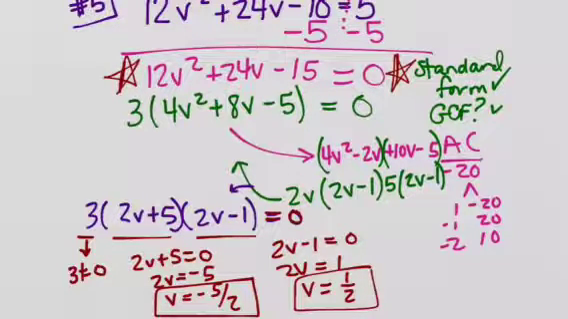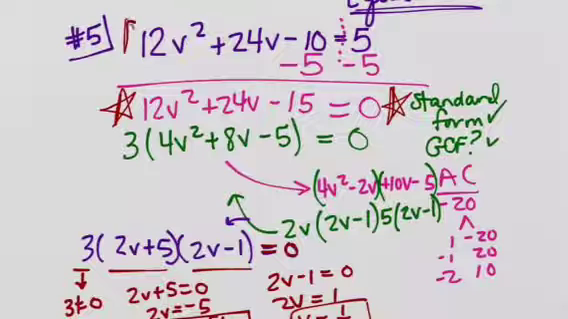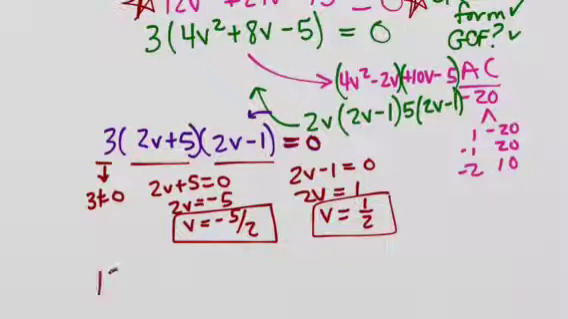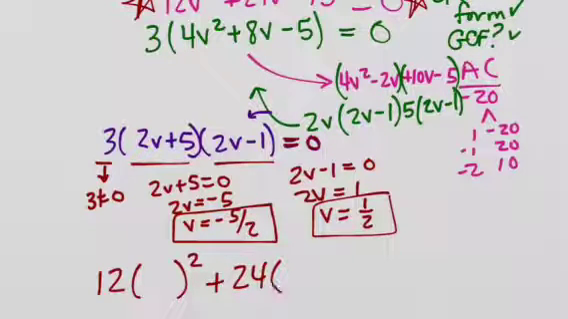If you wanted to check these, you go back to this line up here and check it in that line, or you can check it in the original line that we haven't messed with at all. What it would look like is: 12, then plug in whatever our answer is and square it, plus 24 times the answer, minus 10 equals, and when you hit equals, it should be 5.